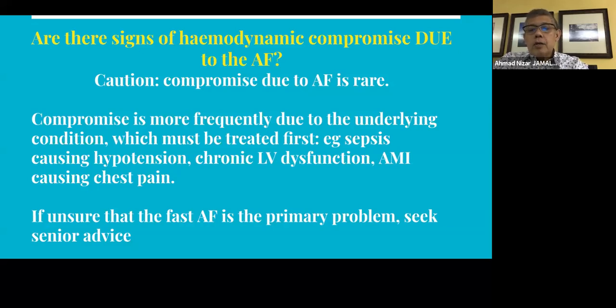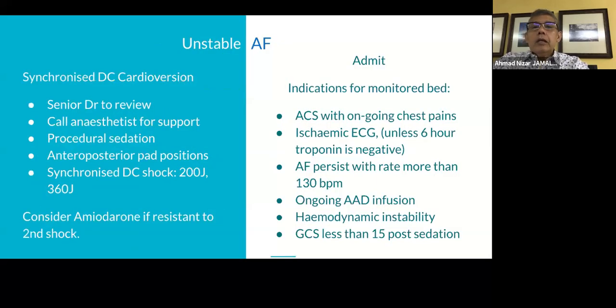Okay. So if the patient is unstable, what do you do? Next slide. The only thing that you can do in an unstable patient or unstable AF is to do a synchronized DC cardioversion. Okay.